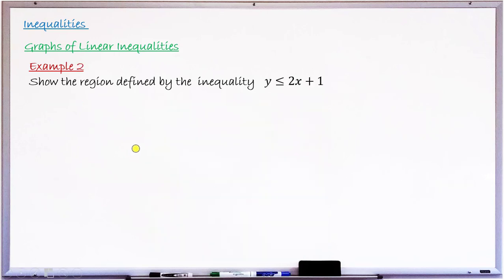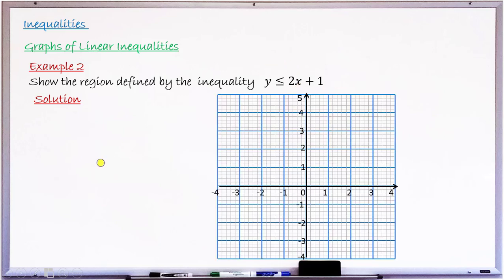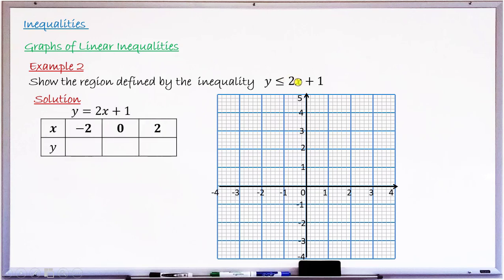Example number 2, it says to show the region defined by the inequality y less than 2x plus 1. Solution to this very problem. So looking at this inequality, somehow a little bit advanced than the previous one, because I can see letter y, letter x here. So what I need to do to draw this, I have to have a table of values. So let me have the table of values for this very one.